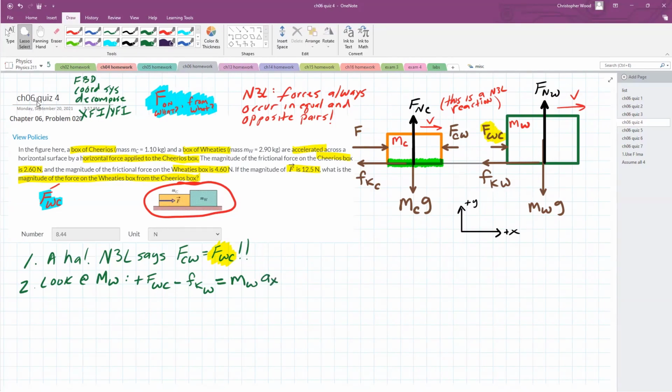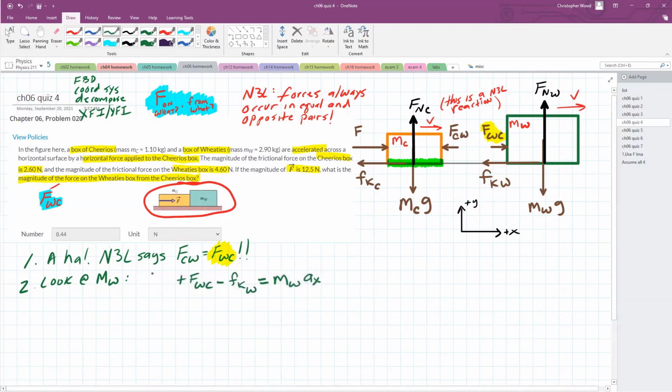Because I should have started off a little bit sloppy here. I should have started this off with great care that says the sum of all X dimension forces. Okay. So let's say something about acceleration. We need to make an acceleration statement.